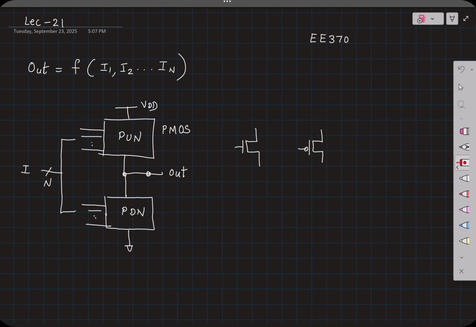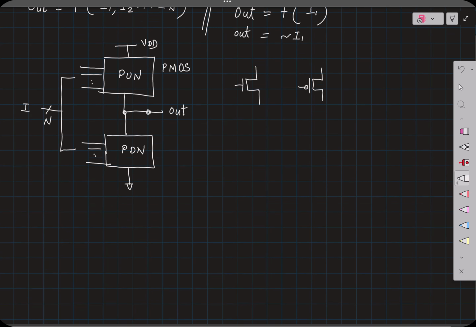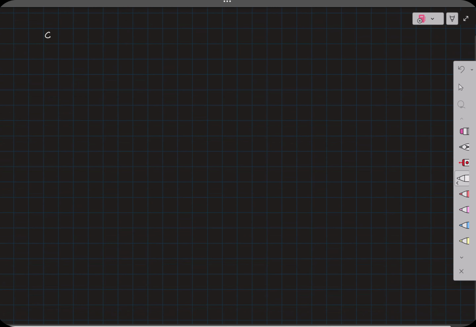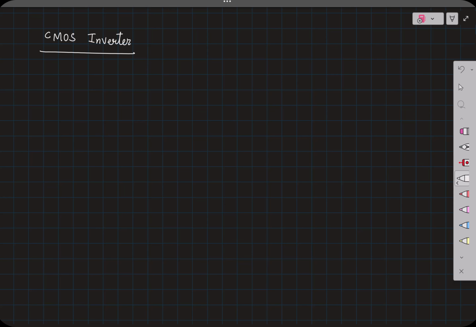Okay. Now, the simplest combinational circuit that you can implement is, of course, out equal to some function of a single input. And again, the simplest one that you can implement is out equal to not of I1. This is an inverter function. And how does a CMOS inverter look like? We quickly saw that in a CMOS inverter, the pull-up network is simply going to be a single PMOS transistor. Pull-down network is a single NMOS transistor. And this is where you feed your input. This is where you take your output.